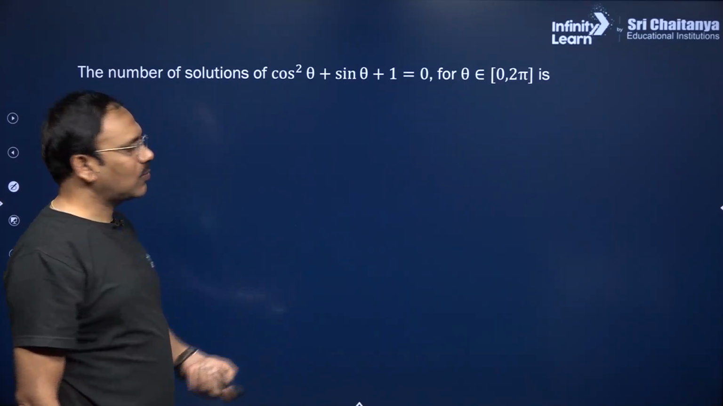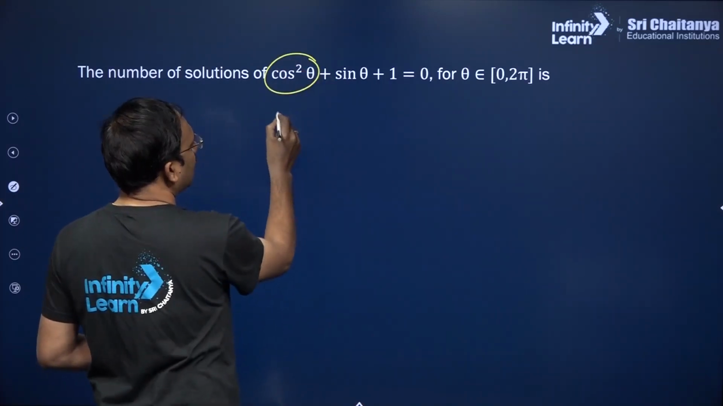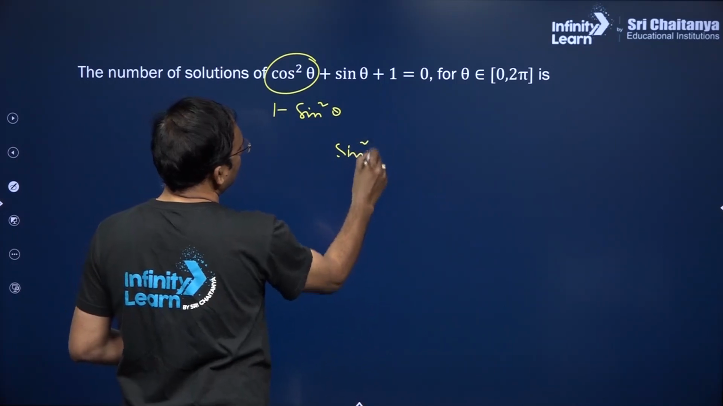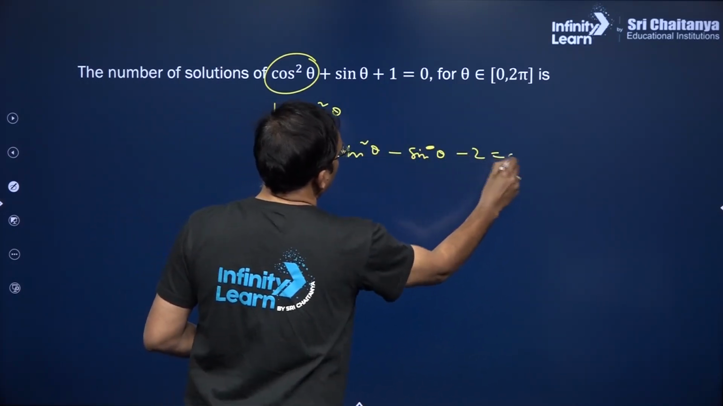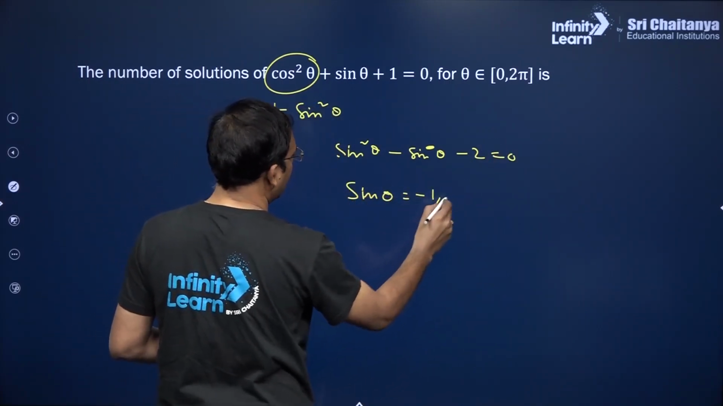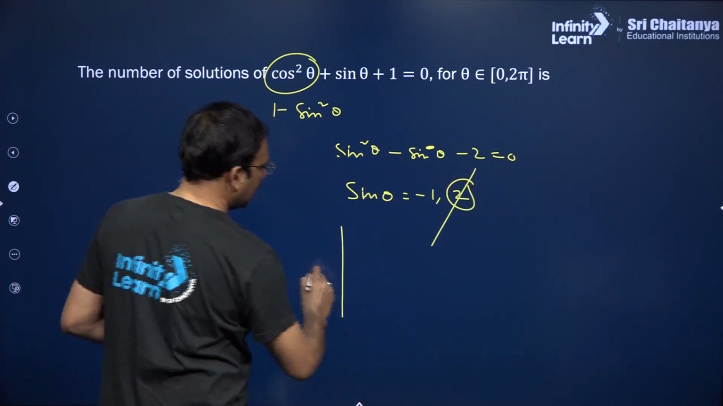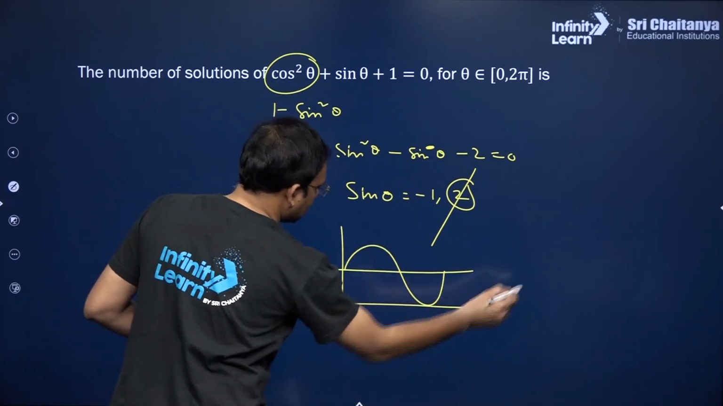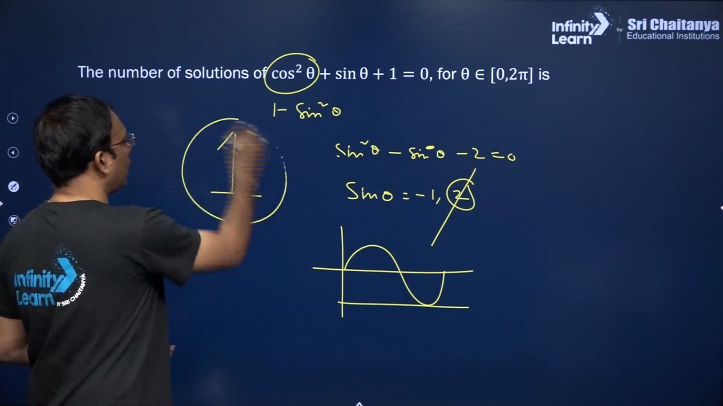Next, you see a simple quadratic equation in terms of trigonometric functions. Cos square theta you write as 1 minus sin square theta, and you will get, my dear friends, sin square theta minus sin theta minus 2 equal to 0. You see clearly sin theta is equal to minus 1 is one root, the other root is 2, but sin theta is equal to 2 is impossible in the interval 0 to 2 pi. You see sin theta becomes minus 1 at only one solution, so the number of solutions is going to be 1 itself.